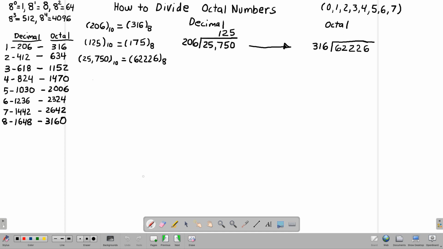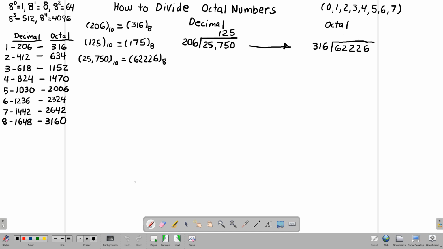Since we're dividing by 206, we want to create a chart with all the multiples of 206. When you multiply 206 times 2, you get 412. Times 3, you get 618. Times 4, you get 824. Times 5, you get 1030.